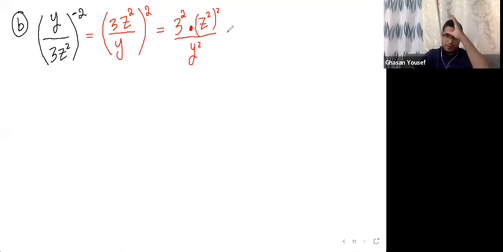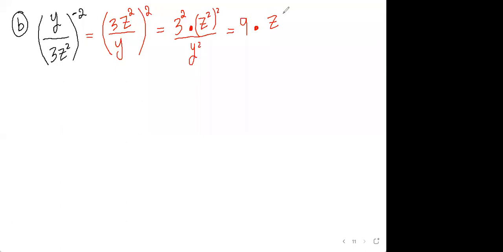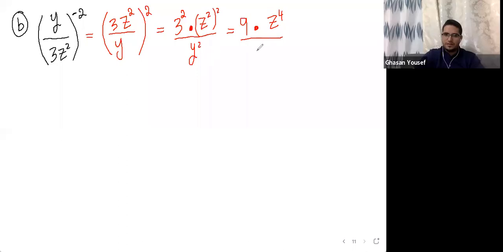Now I can simplify this one, because 3 to the power 2 gives me 9, times z to the power 2 times 2. They give me z to the power what? What's the answer? We multiply. What's the answer? 4, exactly. So z to the power 4 over y to the power 2.